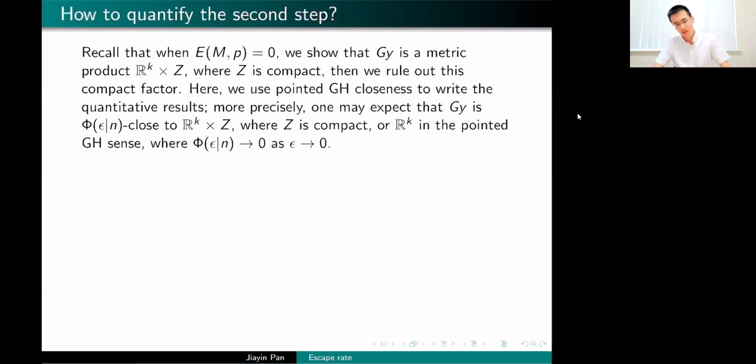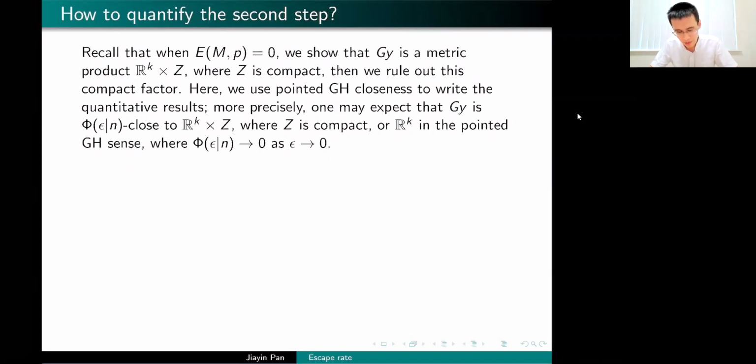Okay. So then naturally we want to quantify the second step and the third step as well. So in the zero escape rate case, the second step: we showed that the limit orbit is always a metric product R^k times Z, where Z is a compact thing. And then the third step, we just rule out that compact factor. So here we're going to use pointed Gromov-Hausdorff closeness to write the quantitative results.